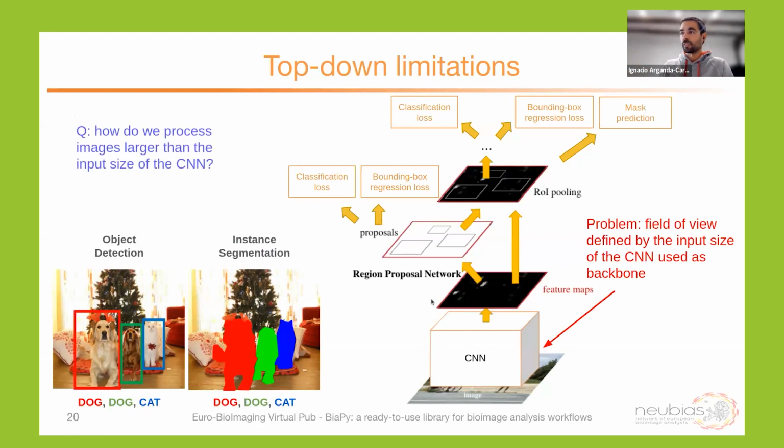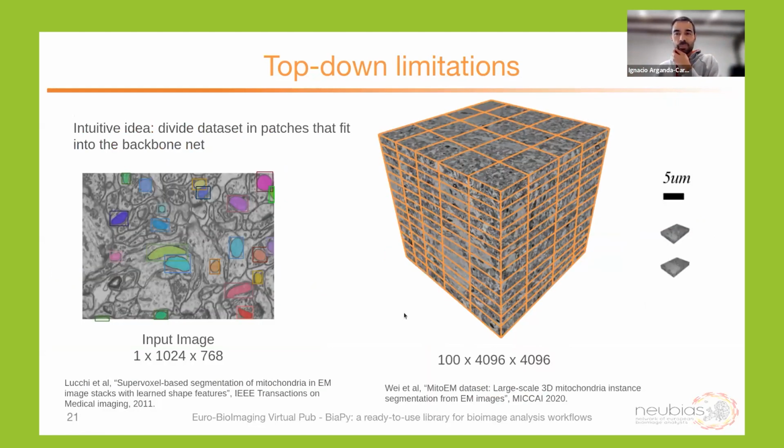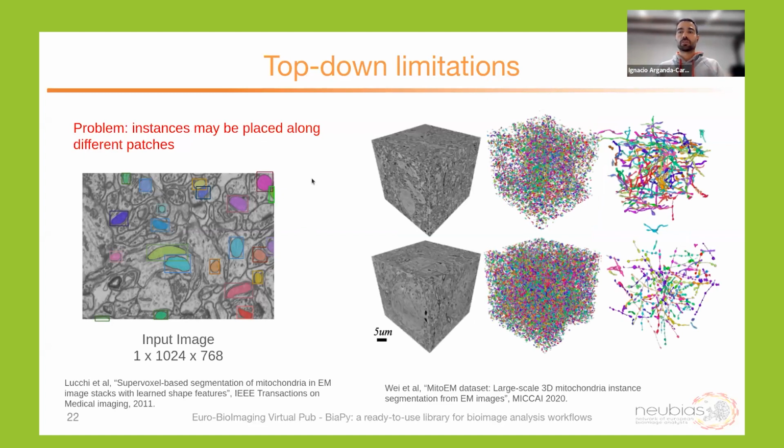So what do we do if it doesn't fit into the backbone network of our top-down approach? Well, this is a typical thing too. We do divide and conquer. We create patches out of the entire thing of a specific size, hopefully the same size as the input to the backbone network, and then solve the whole thing. The problem is that, and this happens as well in this dataset, many instances, many mitochondria in this case, go through many different patches.